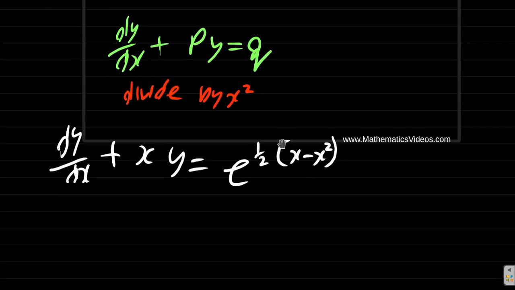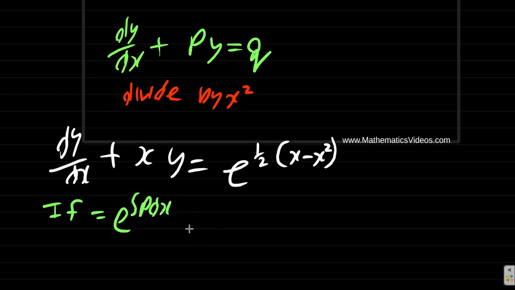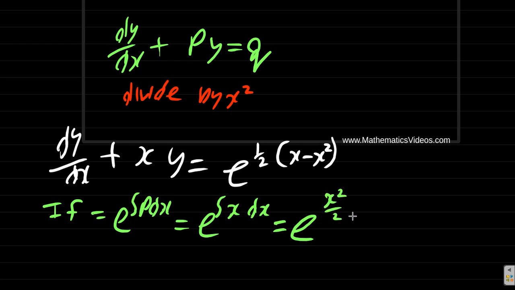Now, you can see that p is x, right? The integrating factor is equal to e to the integral of p dx in general. In this case, it is e to the integral of x dx. What's the integral of x? We have e to the x squared over 2. We leave out the constant of integration here.